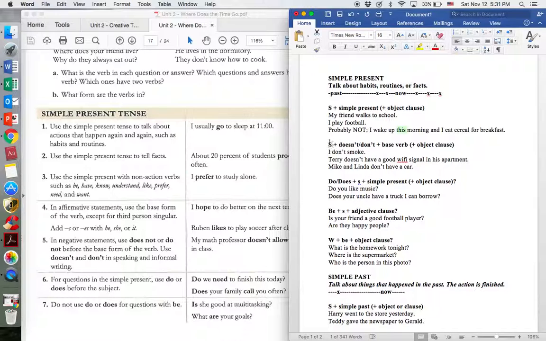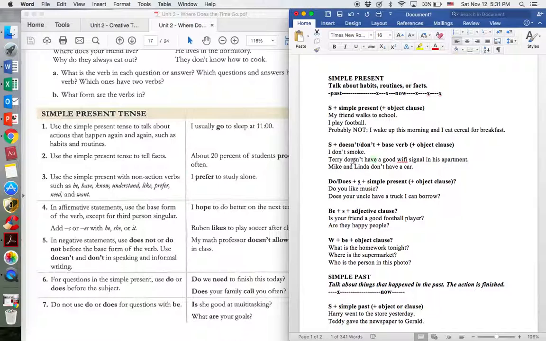Next example, subject, doesn't, don't. So we're just doing it in the negative. Base verb plus object clause. I don't smoke. That's a fact. It's also sort of a routine or a habit. It's my habit that I don't smoke. Terry doesn't have a good Wi-Fi signal in his apartment. So here's our subject. We make it negative by putting doesn't. You only need that one S. You're not going to say Terry doesn't has.